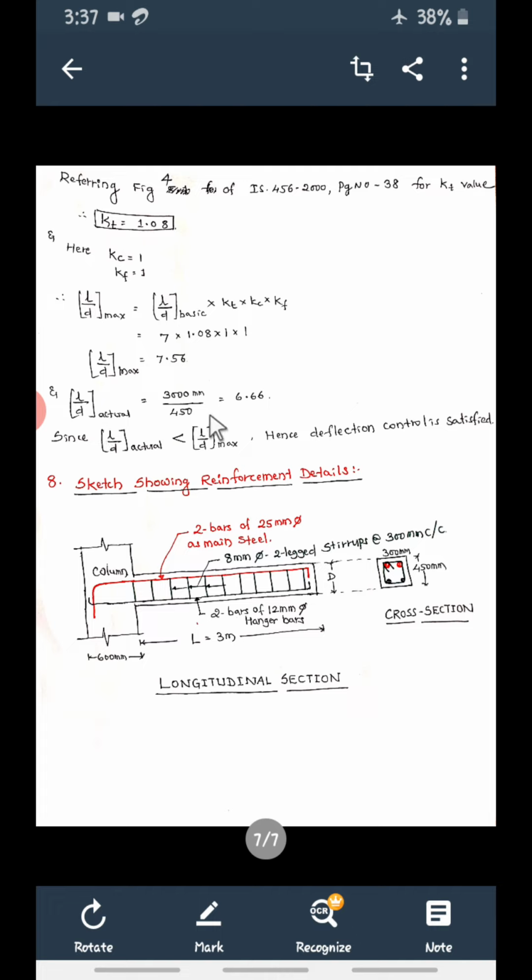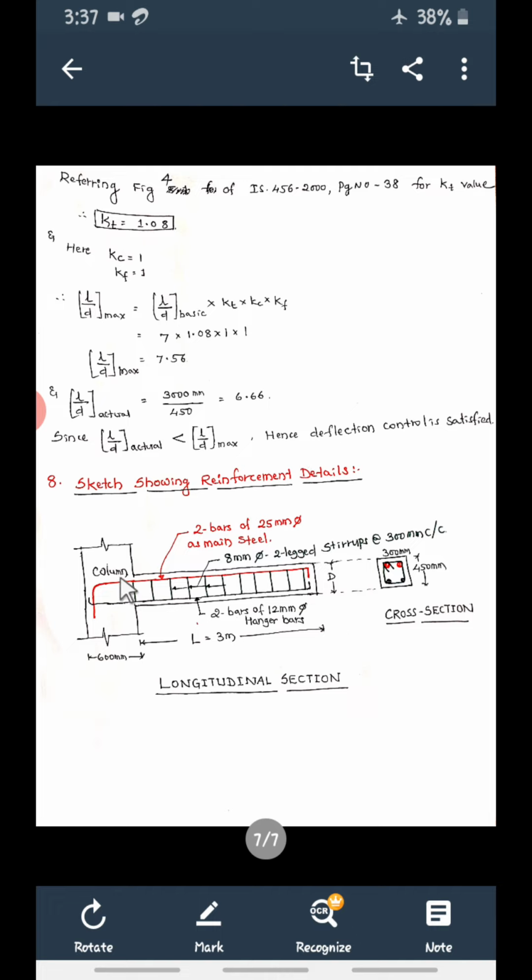So actually it can take up to L by D maximum ratio how much? 7.56, but how much is it coming? 6.66. So L by D actual is less than L by D maximum, means up to this it is acceptable, but actually it is coming less only, no problem, there is no deflection. So deflections are within the control. So since L by D actual is less than L by D maximum, hence the deflection control is satisfied.